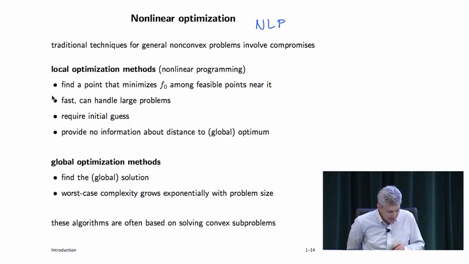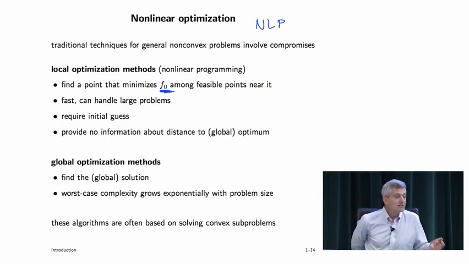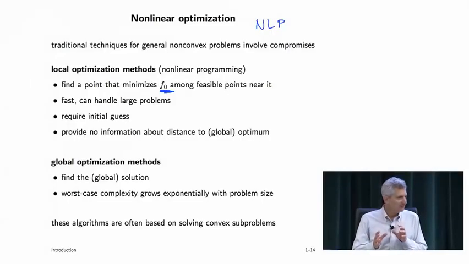So people use local optimization methods. The idea is at the very least, you find a point that minimizes F0 among feasible points near it, right? So if you come up with a circuit design and they ask what's the power dissipation, you say, well, it's 82 milliwatts. And they go, that's pretty good because last week it was 122. The idea is this: if you were to search around your design space near that current solution, the power would always either go up or you'd become infeasible, right? You move in one direction and you no longer meet your timing requirements, but you move in another direction, you meet your timing requirements and everything else, but unfortunately the power goes up. So that's a local solution.